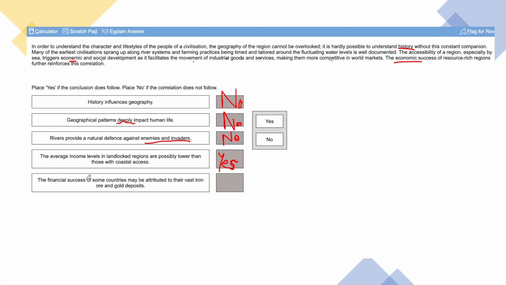Okay, so the financial success of some countries may be attributed to their vast iron ore and gold deposits. So let's look at if there's anything about iron ore, gold. Nothing but iron and gold. However, okay, so the financial success of some countries may be attributed to iron ore and gold deposits. Right. So again, we've just read that the economic success of resource-rich regions further reinforces this correlation. That's pretty easy. We know obviously any country with vast iron ore and gold deposits will be economically successful. So this is correct. Yes. Right. So next question.